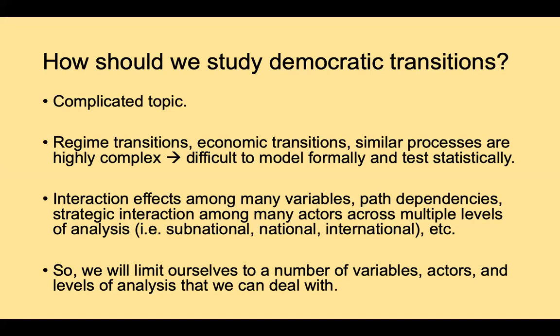And it's because of these many actors and these path dependencies and these interactions between various variables and this intersection of all these different conditions and circumstances that characterize these processes. And what that means for us is that we have to limit ourselves to a certain number of variables, a certain number of actors, a certain number of levels of analysis that we can deal with responsibly in the space of a brief 15 or 16 week course. And so we will focus on a narrower set of issues in a certain set of theories of democratic transitions.